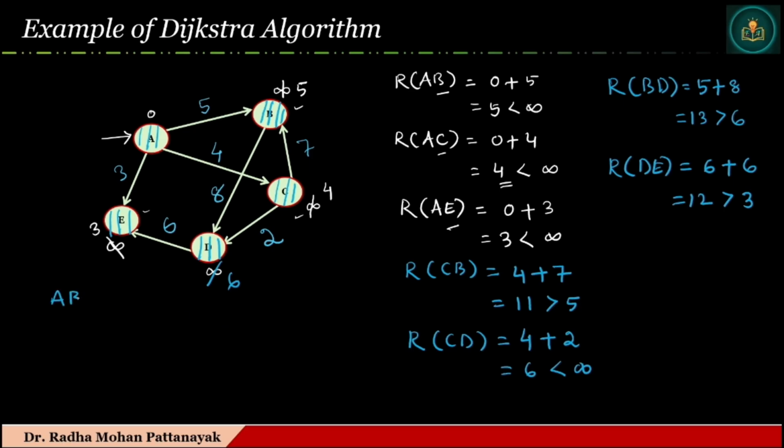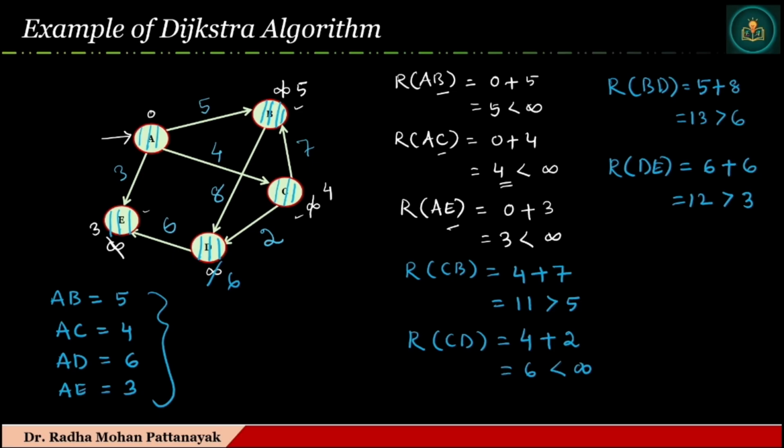So now we will find out the minimum cost at a particular node from the source node A. So AB edge cost is 5. Means from A to reach B, the minimum cost is 5. Similarly, AC cost is 4. AD cost is 6. AE cost is 3. Okay, so these cost values are represented as the minimum values to reach the destination node from the source node A.